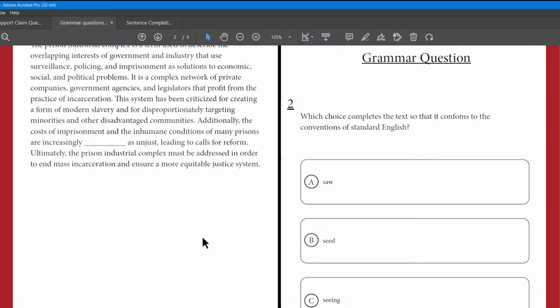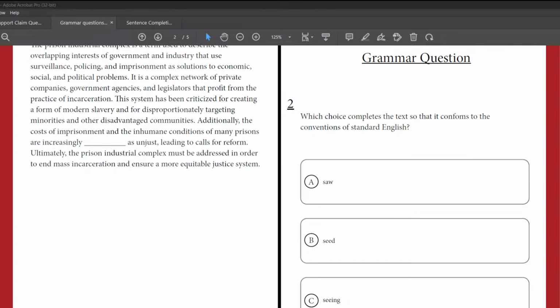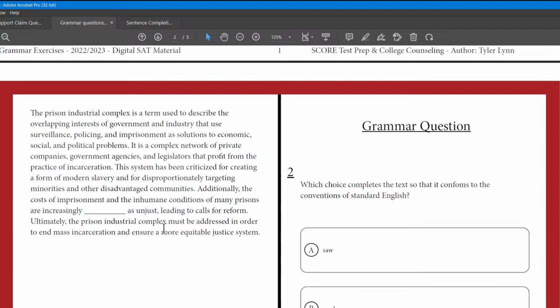So good job. All right, let me shut up my WhatsApp for a second. Sorry. It keeps beeping in my ear.